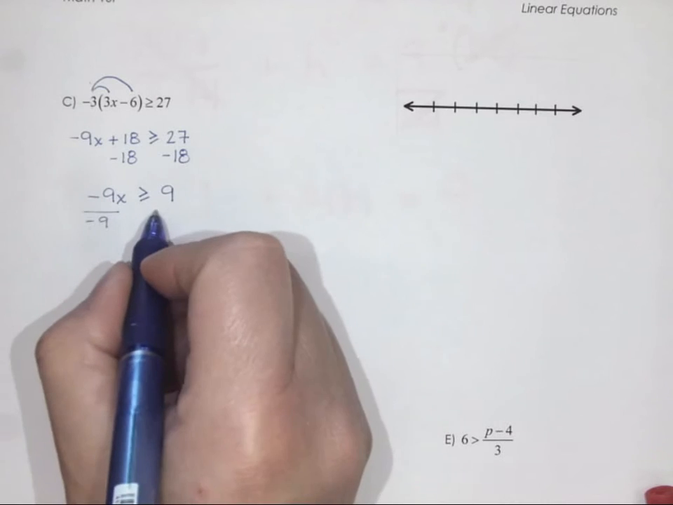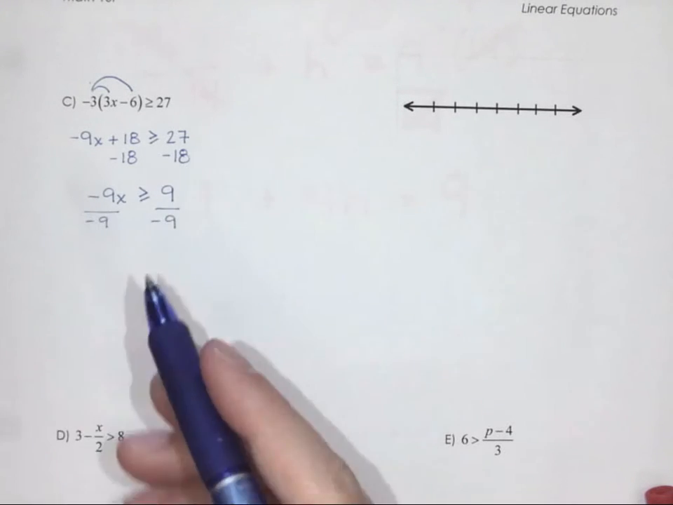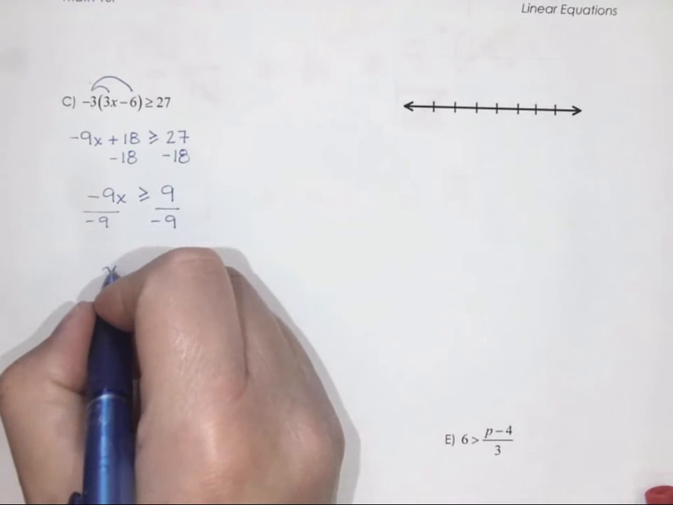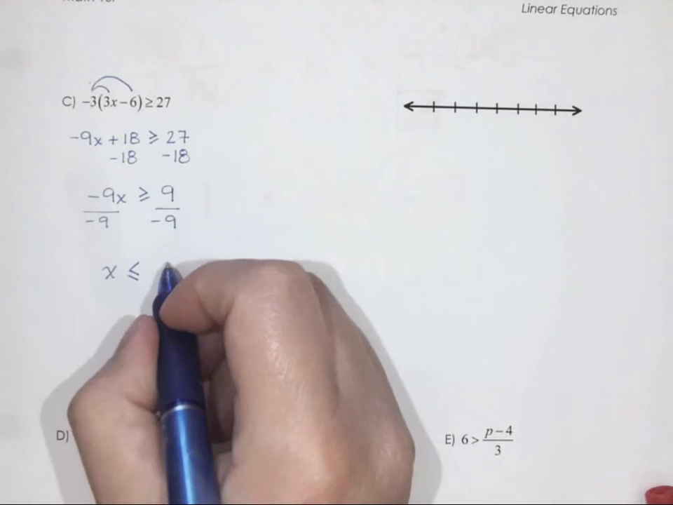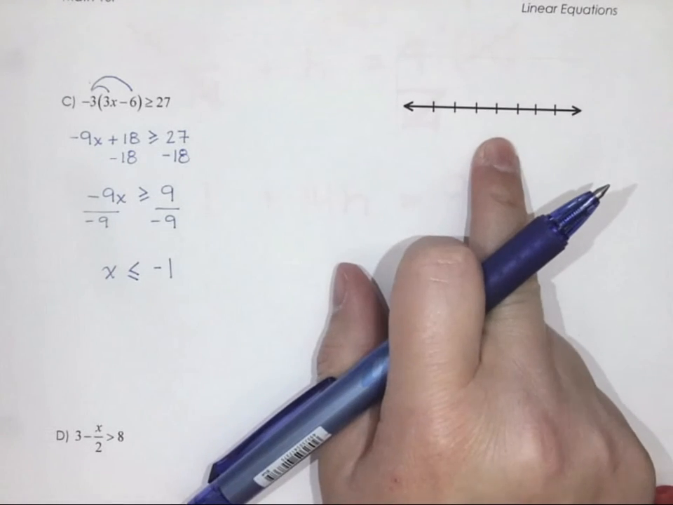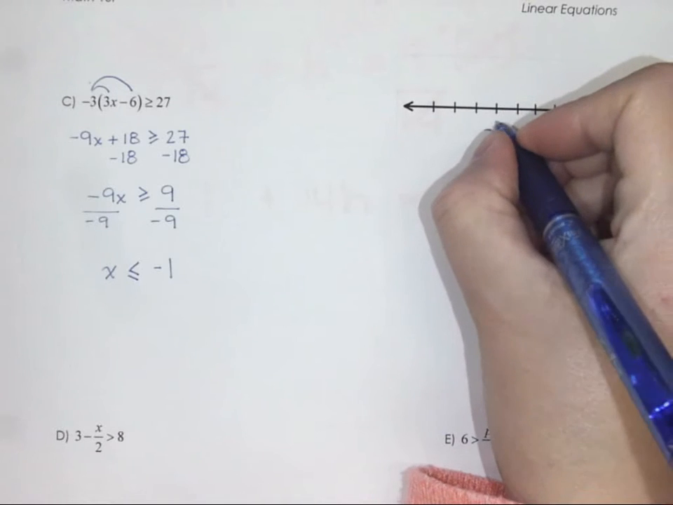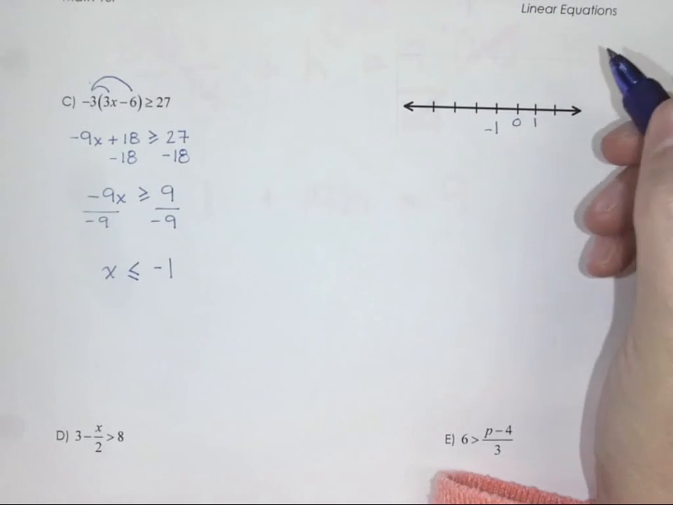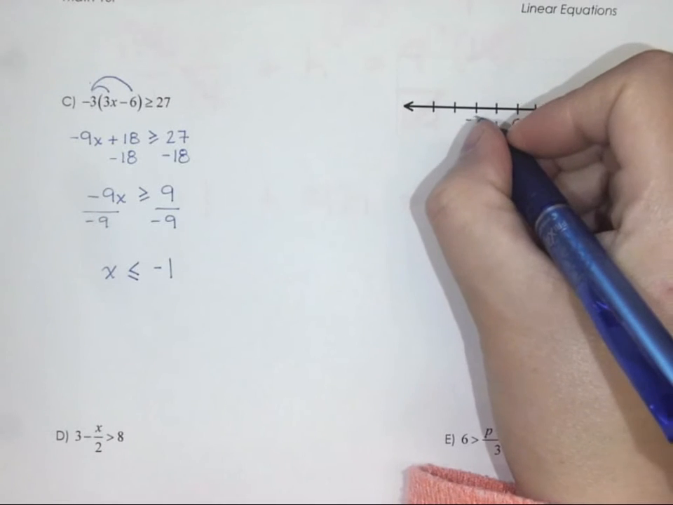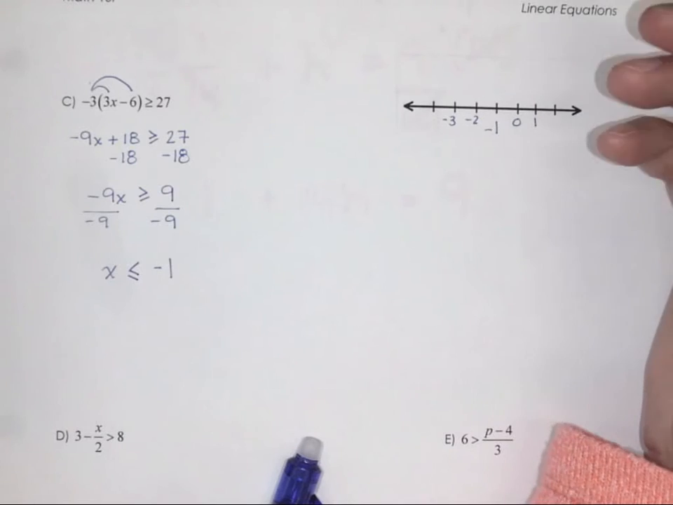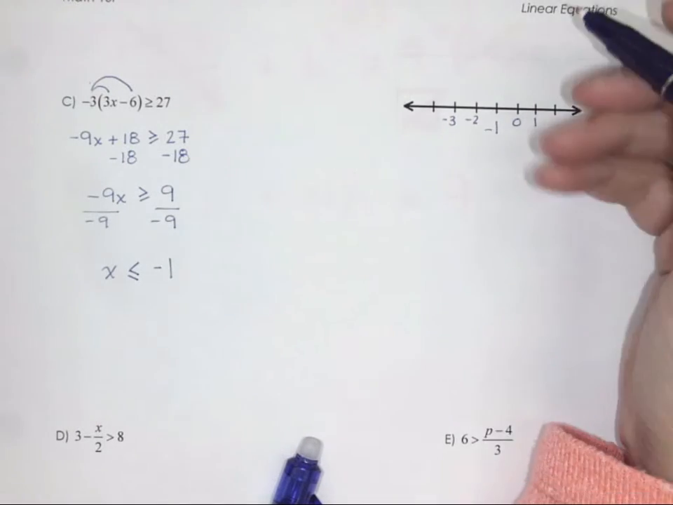Divide by negative 9, divide by negative 9. Again, dividing by a negative means I'm going to flip my inequality, so I'm going to change its direction. And we're going to have negative 1 right here. Values greater than negative 1 are going to be 0 and 1. Values less than negative 1 are going to be negative 2 and negative 3. Open or closed circle? It's going to be closed because it has the equal to sign.